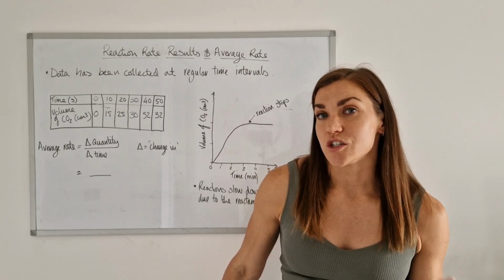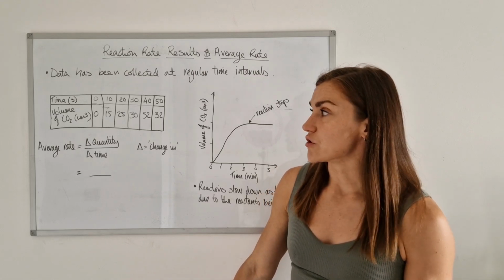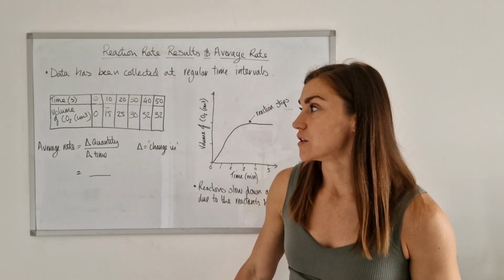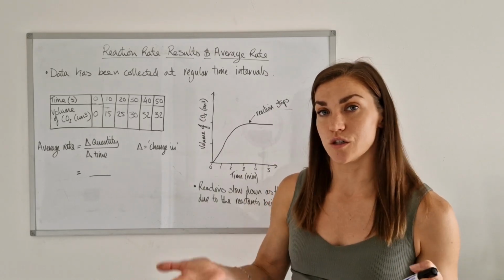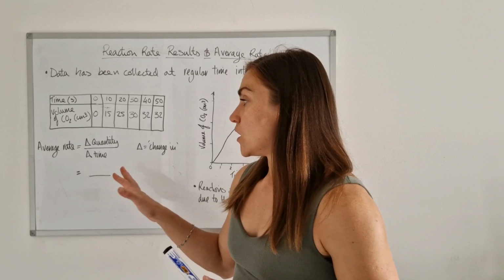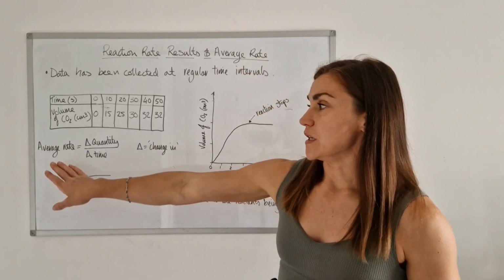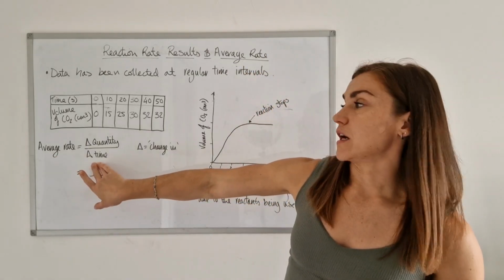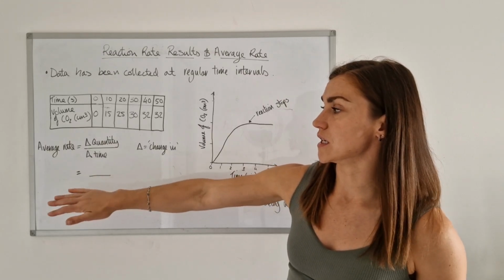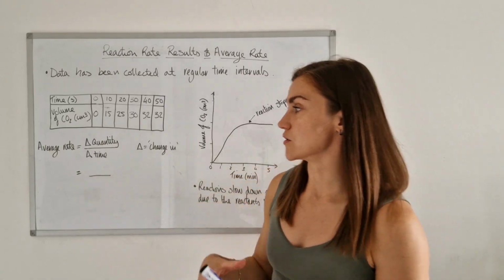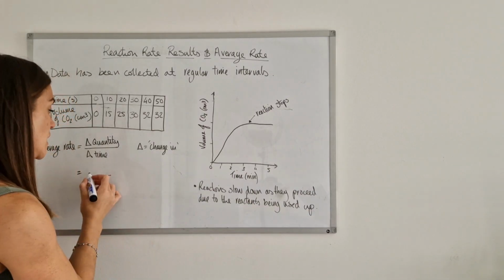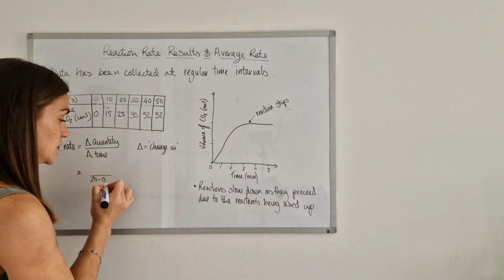So let's say the question is asking us to calculate the average rate for the first 20 seconds of a reaction. That means we're going from 0 seconds to 20 seconds and trying to work out what the rate is. My advice would be to write this line of working down and then put the times that you're interested in on the bottom, underneath the division line. So if the question was the first 20 seconds, we would have 20 minus 0.